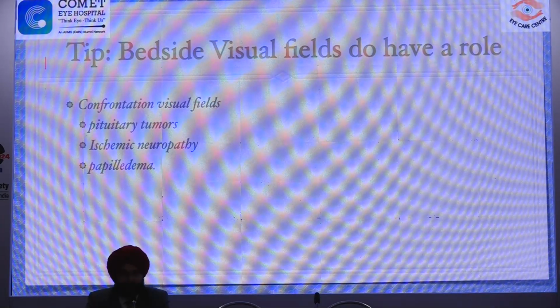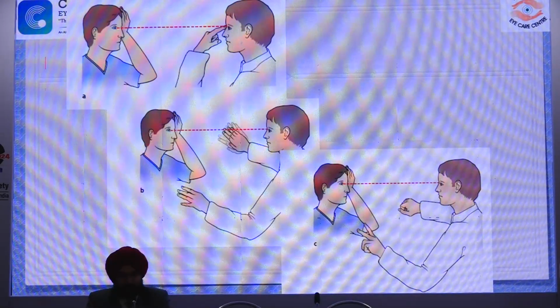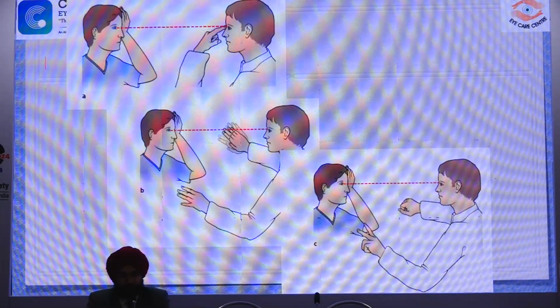Bedside visual fields do have a role, so you can always get a confrontation visual field, which may help us in terms of pituitary adenoma, ischemic neuropathies, papilledema. They are also a good guide to make the patient aware of what the patient is missing and what the potential risks of the particular neuro-ophthalmic disease are. The patient's right eye looks into the left eye of the examiner, and we ask the patient to count fingers or see hand movements in various quadrants. We look at the vertical as well as horizontal midlines, if you're thinking of a space-occupying lesion versus an ischemic optic neuropathy.